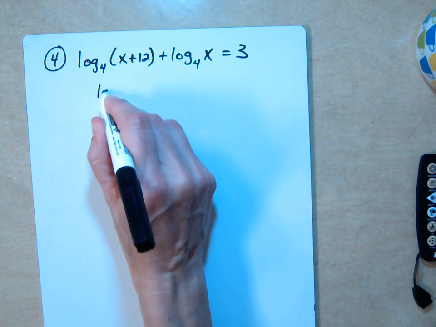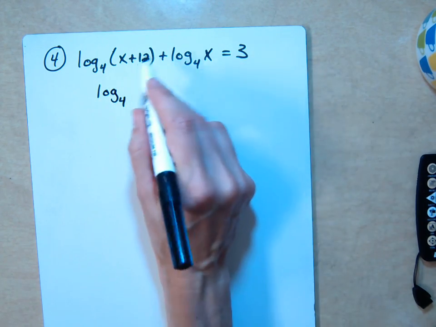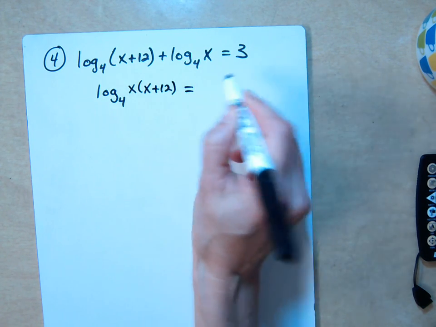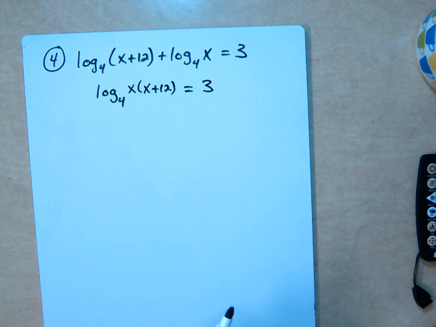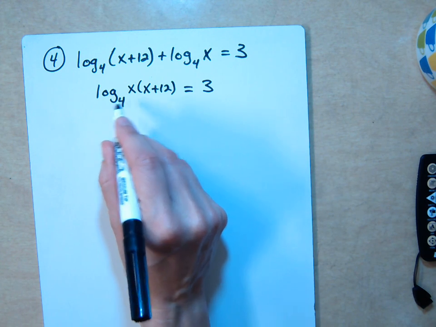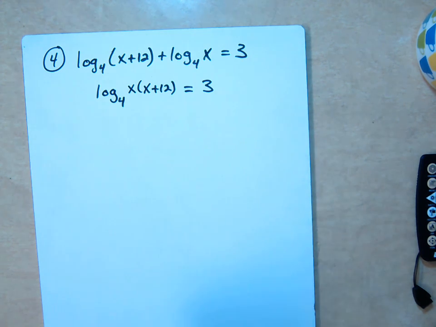Hopefully by now you've condensed the two expressions into one. So that's x plus 12 times x, or x times x plus 12 equals 3. That should have been your first move. And then, can someone tell me what this is in exponential form so I can get rid of the log? You'll be on video. Yeah? Lauren says natural log of 4. Try again.